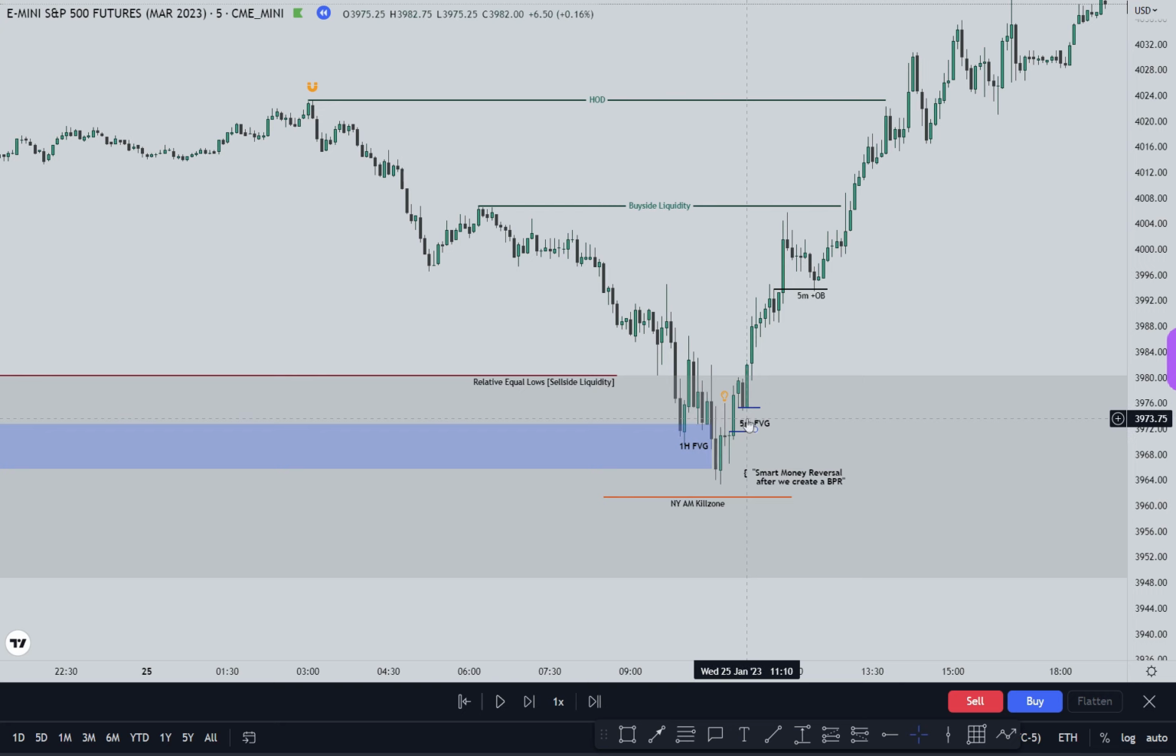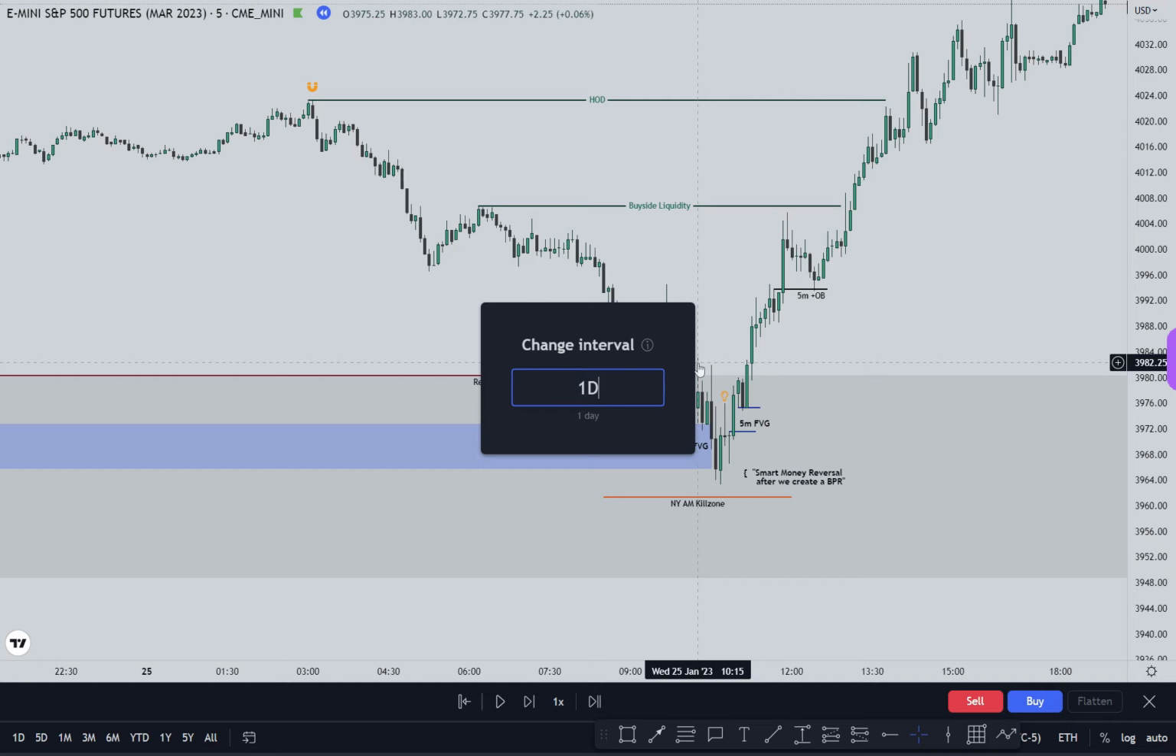And where do you target? You target the relative equal highs, and you can target the high of the day that was formed during the session. Price rallies up, stalls, and then bolts aggressively, creating an order block. You can pyramid your position in here and then look to take partials here and here. So that's how you would use a balanced price range in your trading.